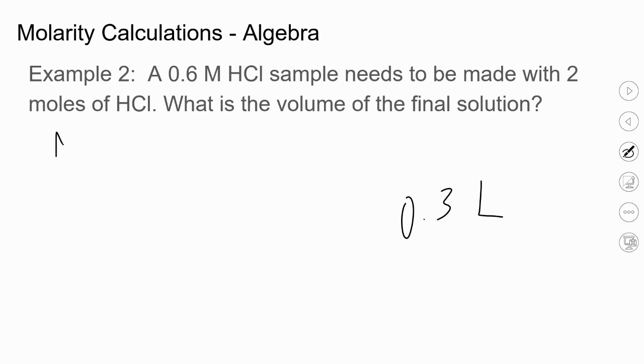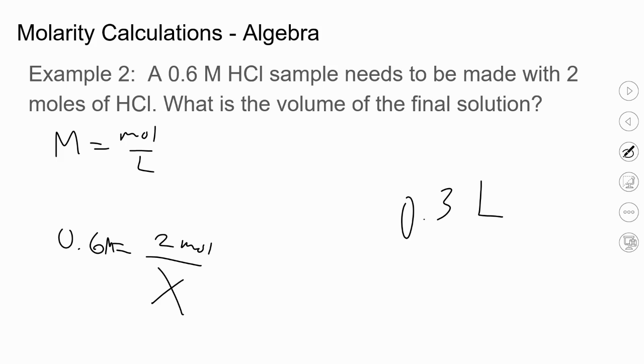Okay, so we're using this equation, molarity is moles per liter. So what goes on this side? What do we have here? And what's up here? Okay, and how many do you have? 2, okay. And what should we put on the bottom? X, we don't know that. Okay, good. I'm going to also bring the units along. This is moles. This one's molarity.